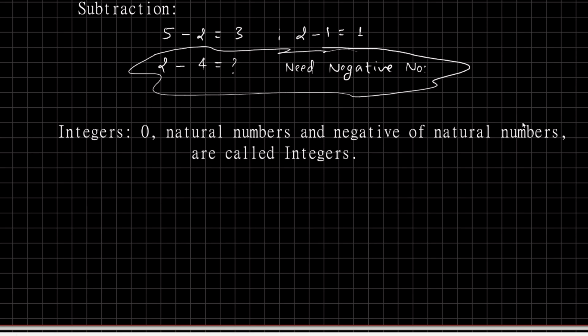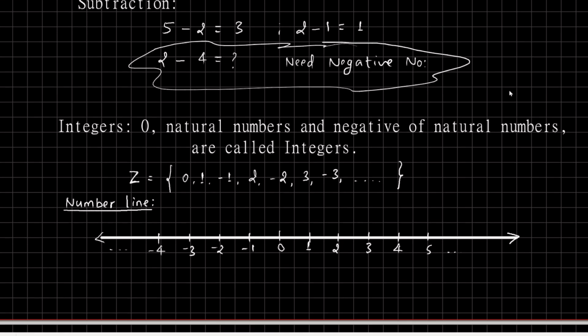So 0, natural numbers and negatives of natural numbers are called integers. We represent these numbers with capital Z, and we have 0, 1 and its negative, negative 1, 2 and its negative, negative 2, 3 and its negative, negative 3 and so on. These numbers are also infinite in number. Now we can represent integers on a number line as a discrete set of points.